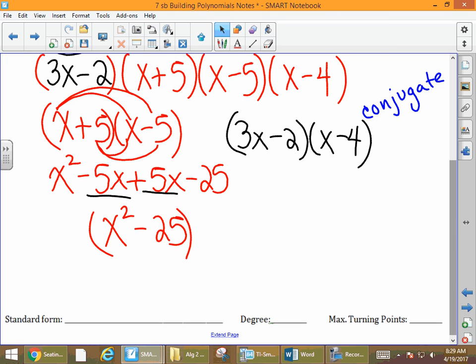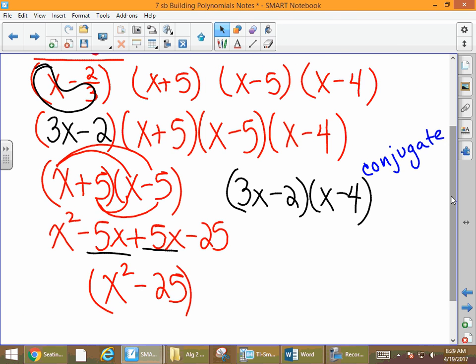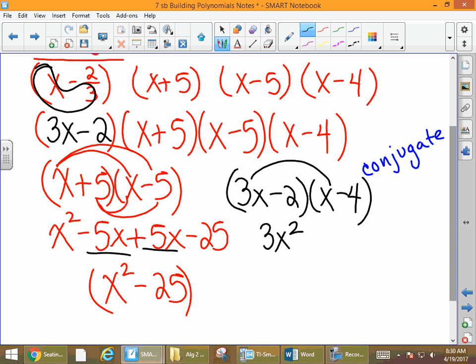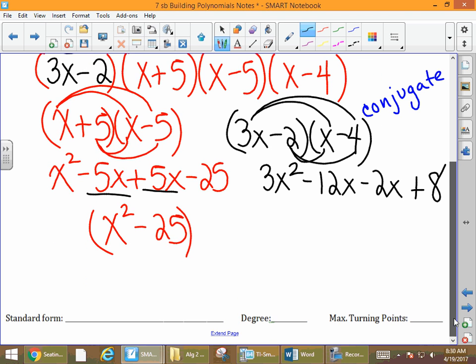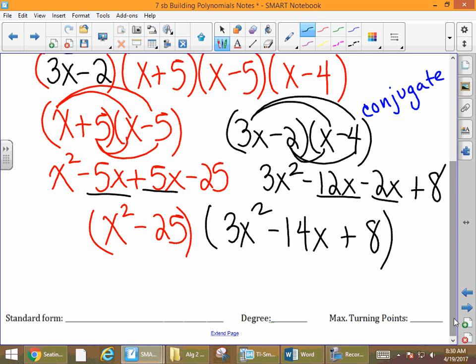Well, over here with the black polynomial, we're going to do the same kind of multiplication. We get 3x squared minus 12x minus 2x plus 8. First, outer, inner, last. When we combine like terms, we end up with 3x squared minus 14x plus 8.